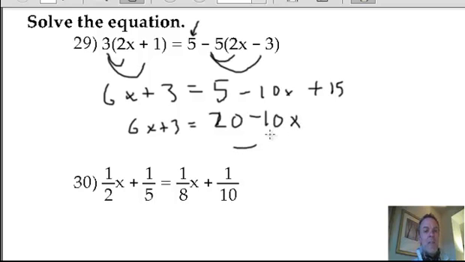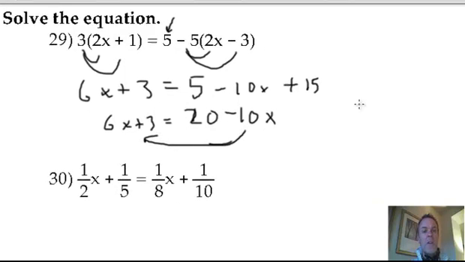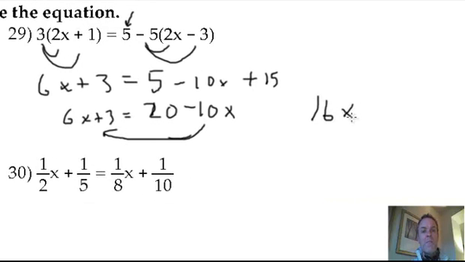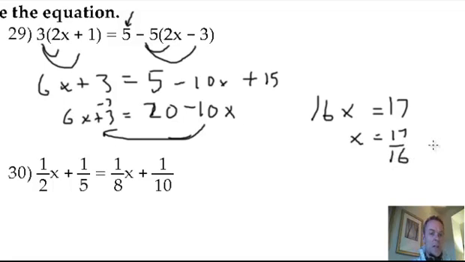I'm going to add 10x to both sides, which will give me 16x on the left. I'm going to take away 3 from both sides. So take away 3 from the 20, that's 17. Looks like x is just 17 over 16. Not a nice number. Let me double check. 20 take away 3, yep, get 17, add 10, yep, there you go.